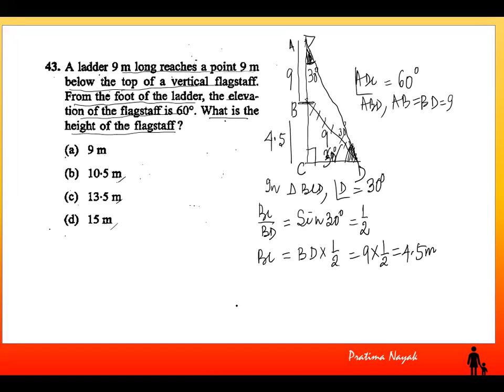Now I hope you can get the total height of the flag post. It is AC. So this will be 9 plus 4.5. How much is the answer? Answer is 13.5 meter. Where is the answer? Answer is C.